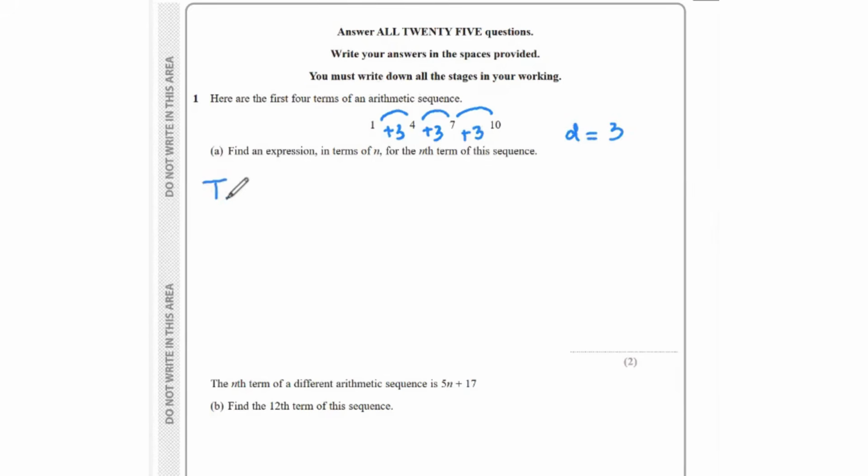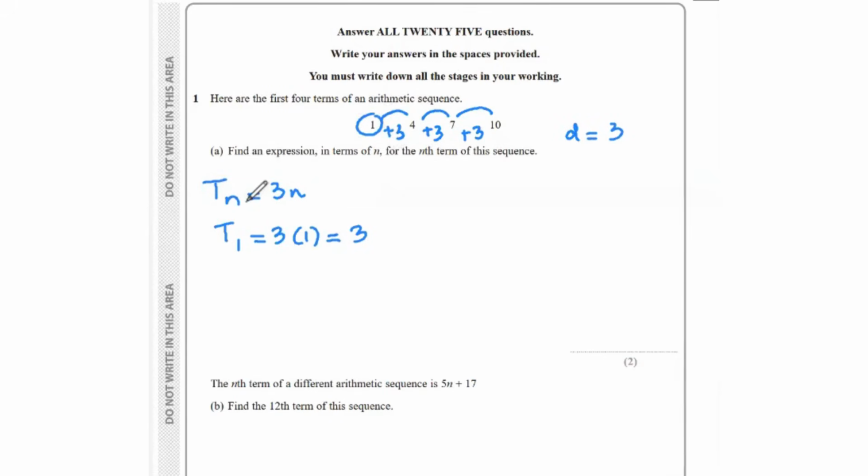Now, to find the nth term, we always multiply the common difference by n. So it's going to be 3n. This is what we begin with. Now we need to change this 3n to make sure that we get the same terms that are given in the sequence. So if we use 3n, the first term would be 3 times 1, which is 3. Now if you notice in the sequence, the first term is 1, not 3.